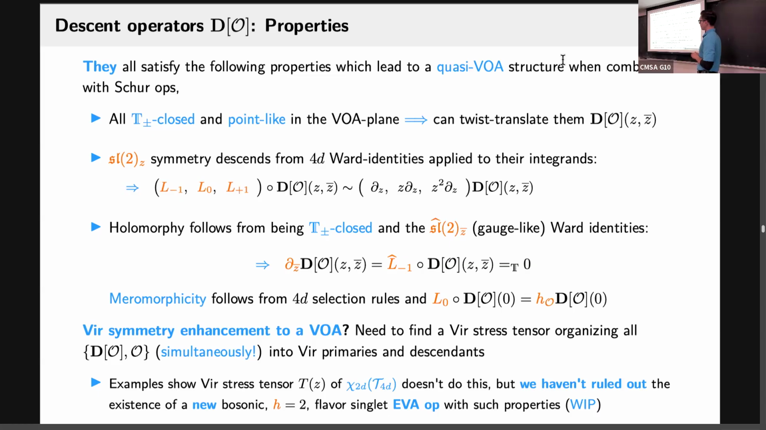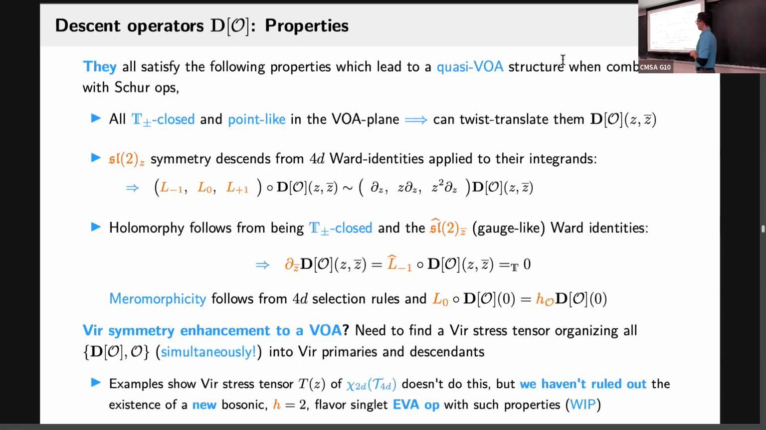So the last thing that you're going to want to ask about is whether or not we still get this Virasoro symmetry enhancement that did occur in the case when we were just focused on Schur operators. And the requirement for this is the following. We need to find some Virasoro stress tensor which could be dependent on our descent operators, some new element of the extended vertex algebra that organizes both all the descent operators and the Schur operators simultaneously into Virasoro primaries and descendants.